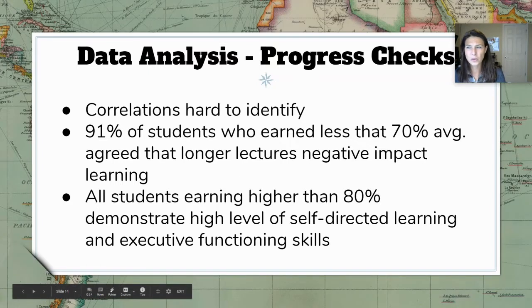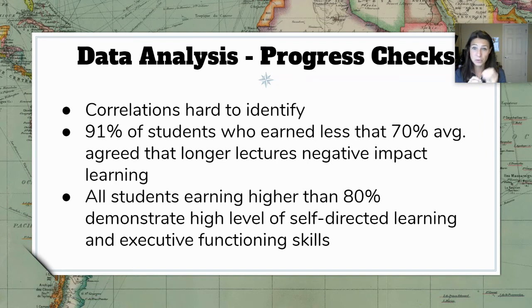The progress checks correlations were a little bit hard to identify. There seemed to be no general correlations at all until I broke down the data by using the survey as well. And what I found was that 91% of students who earned less than 70% on average on those multiple choice progress checks agreed that longer lectures negatively impacted their learning. And then all students earning higher than an 80% demonstrated high levels of self-directed learning and executive functioning skills. So I kind of combined the two data points there.